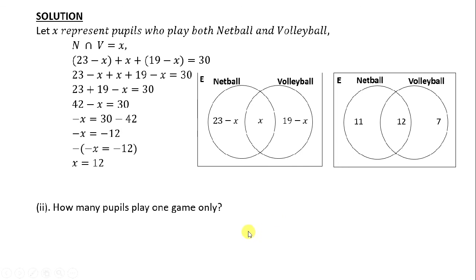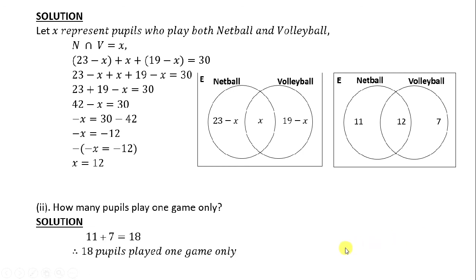Part 2. How many pupils played one game only? One game only, we have 11 who played netball only and 7 who played volleyball only. So the number of pupils who played one game only was 18. As simple as that.